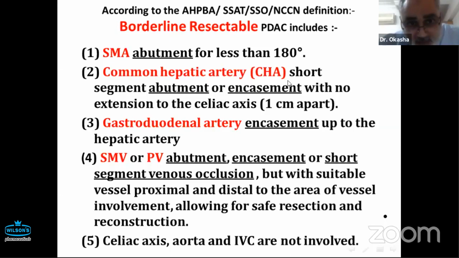Regarding the common hepatic artery, if there is short segment abutment or encasement, but with no extension to the celiac axis, there is 1 centimeter free between the common hepatic artery and the celiac axis, then it is borderline resectable. If the tumor involves the whole length of the common hepatic artery up to or including its origin from the celiac axis, with no 1 centimeter free, then it is unresectable. And of course, if the common hepatic artery is not involved, then it is a resectable tumor. If there is encasement of the gastroduodenal artery up to the hepatic artery, then it is borderline resectable.